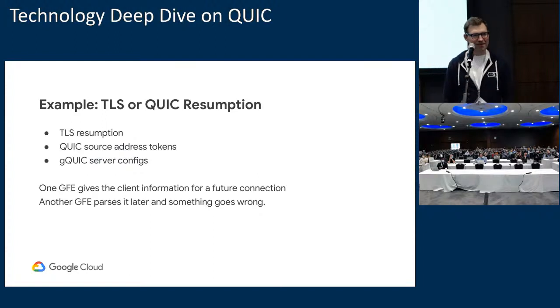An example, and one of the ones that happened in this case, is TLS or QUIC resumption. Again, this is widely used. The server gives the client something that the client then repeats back to the server, and then the server parses it. If server A produces something that, when server B parses it, crashes or otherwise has undefined behavior, memory access issues, and so on, then you're in a bad place.